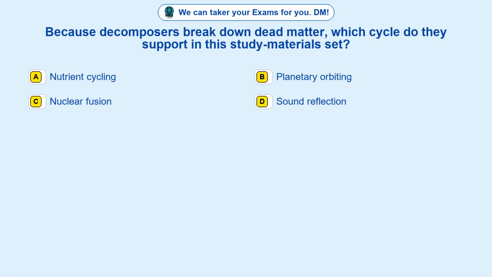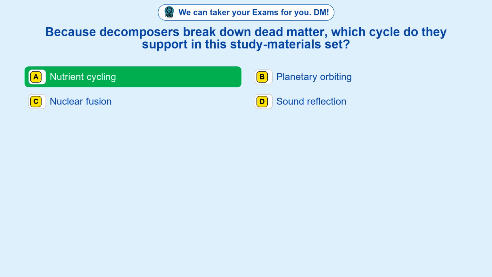Question 19. Because decomposers break down dead matter, which cycle do they support in this study material set? Option A. Nutrient cycling. Option B. Planetary orbiting. Option C. Nuclear fusion. Option D. Sound reflection. The correct answer is option A.